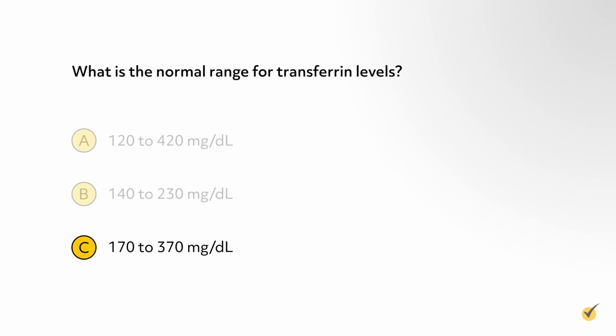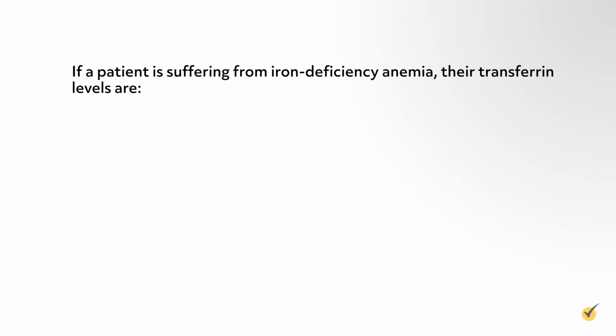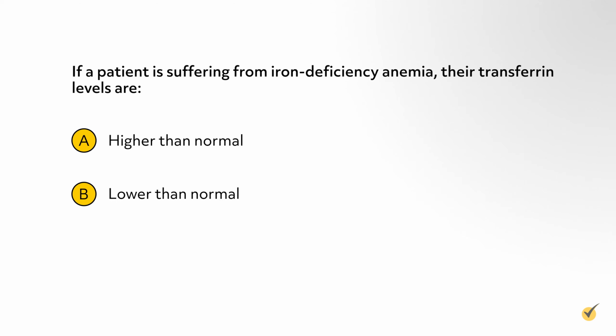The correct answer is C, 170 to 370 milligrams per deciliter. Number 2, if a patient is suffering from iron deficiency anemia, their transferrin levels are A, higher than normal, B, lower than normal, or C, poorly circulated. The correct answer is A, higher than normal.